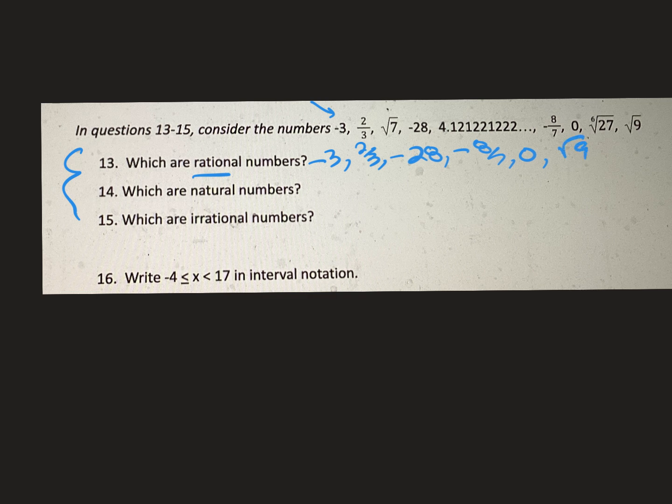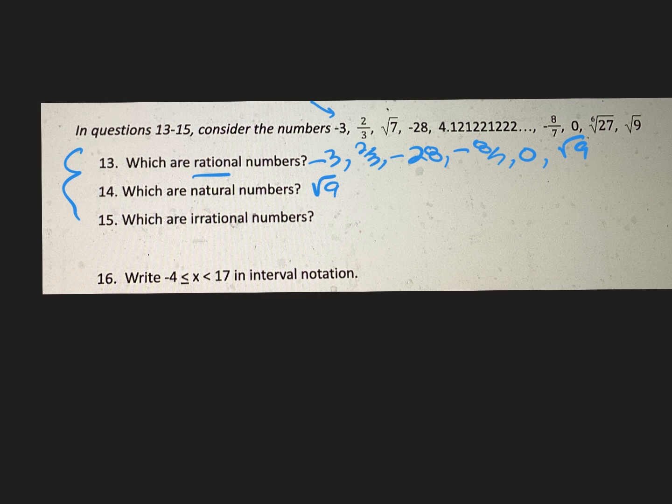That stops. Perfect. Which ones are natural? Naturals are counting numbers. 1, 2, 3. I only see square root of 9 is the only one I see. Okay, because it's really 3. You don't count 0. You don't count negative 3. You just count square root of 9, which is 3.